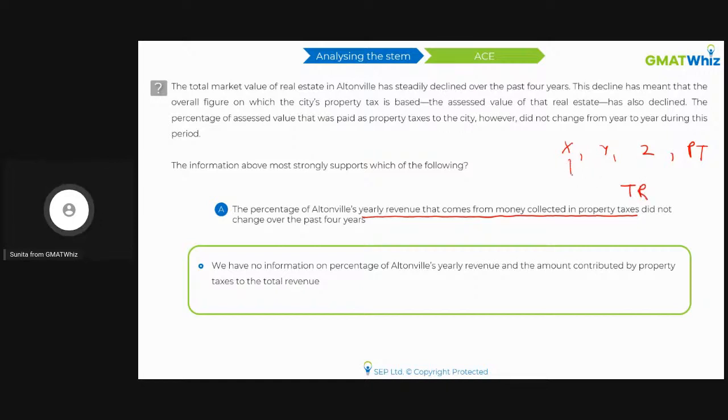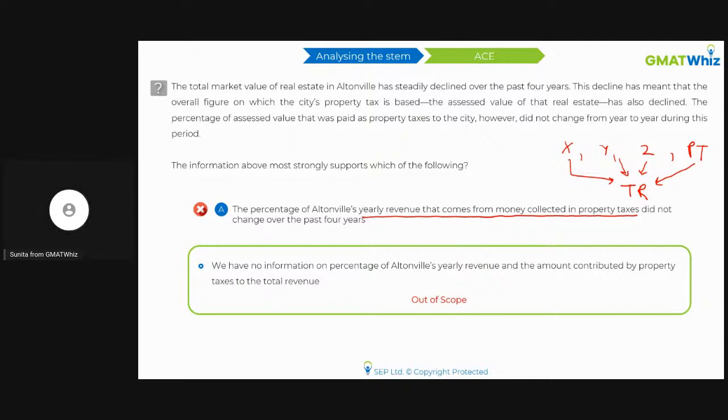Now, how much of X, what is the percentage of X that makes up total revenue, or Y or Z? Can I say anything about them? No, nothing is given in the passage. And about the property tax, I know that the percentage of property tax has not changed, but as a percentage of the total revenue that property tax contributes, I don't know anything about that, and therefore it is out of scope.